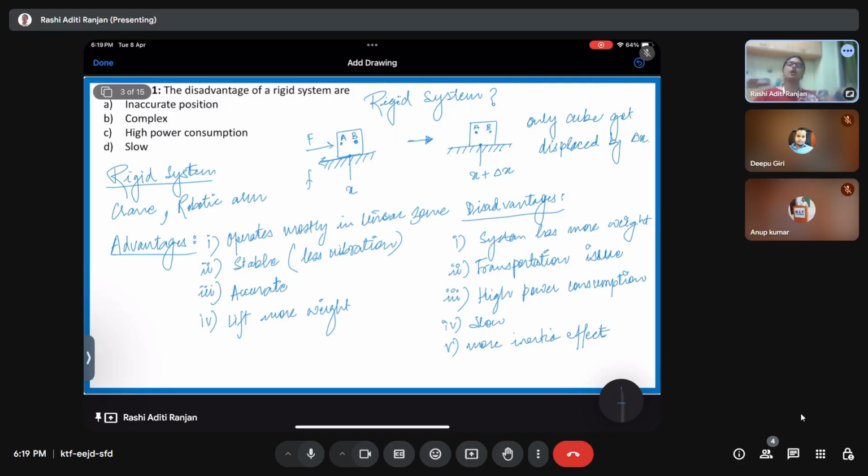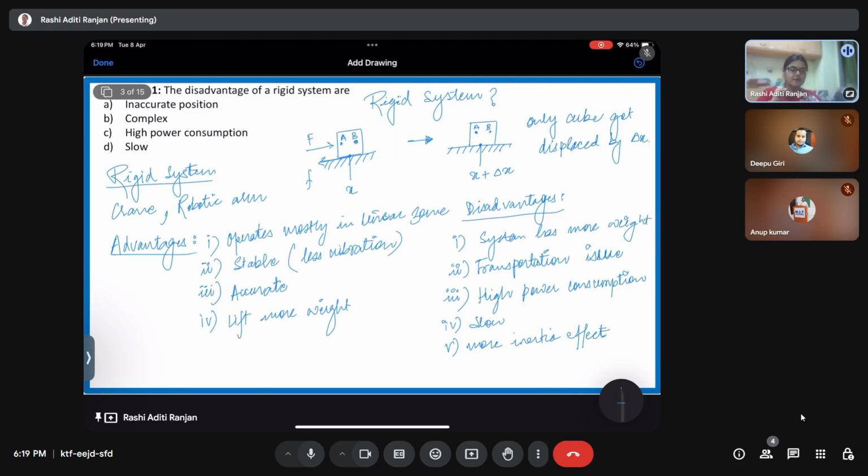Second, complex. No, rigid systems are not that complex. Say their design could be complex, but if we talk about its behavior, it is not that of an issue. So if we say that it is complex, no, it is not complex. It is actually rather easier as compared to the flexible system.